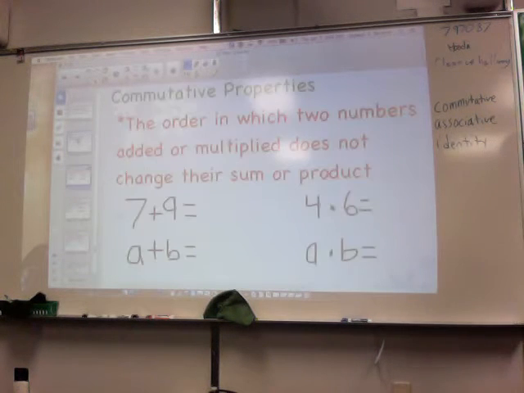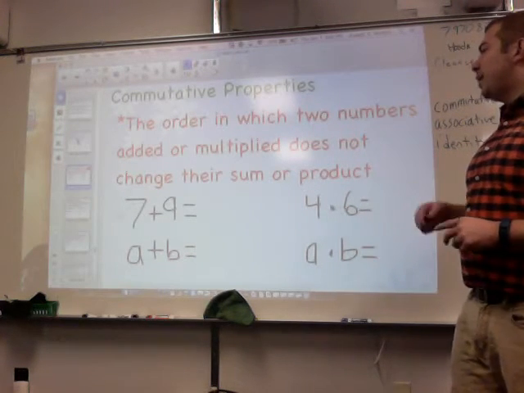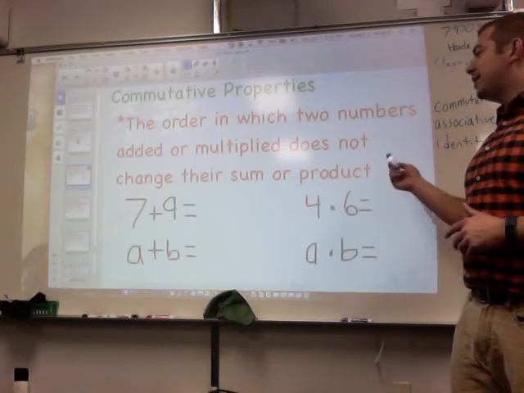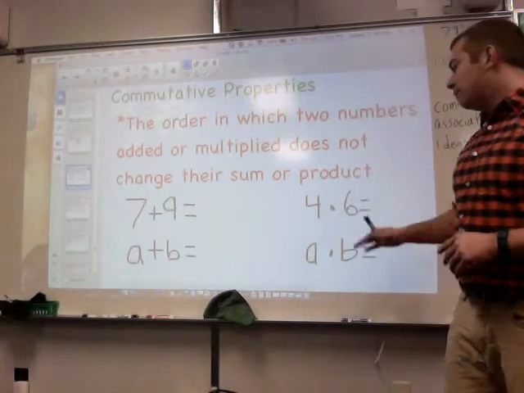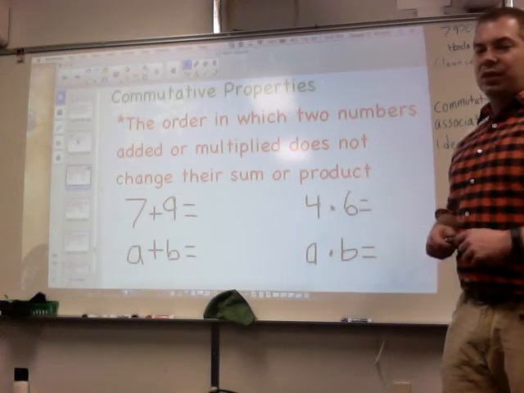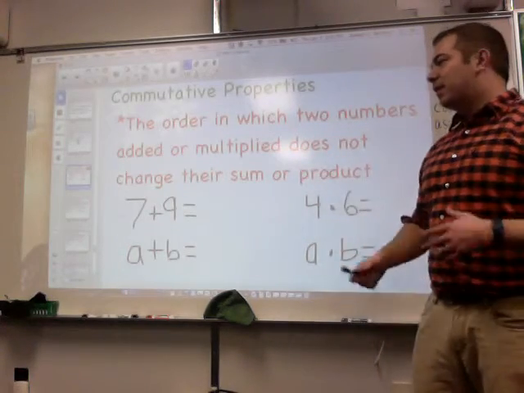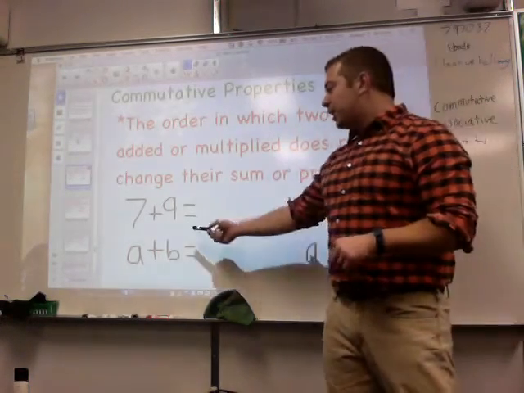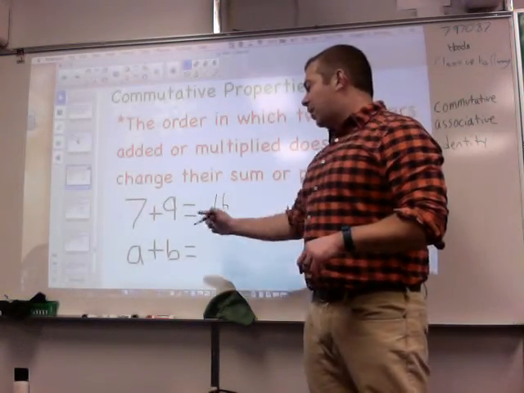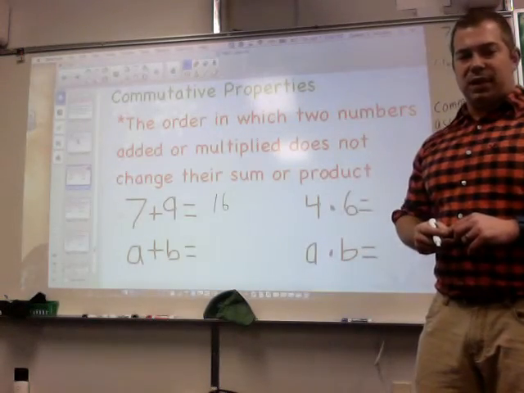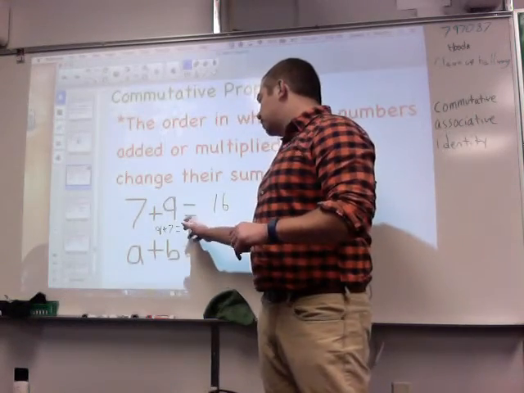Here we go. Alright, let's start off with the commutative property. The order in which two numbers are added or multiplied does not change their sum or product. So if I'm just adding or just multiplying, I could change the order. Order of operations doesn't really come into play here if there's only one operation. For example, I have 7 plus 9, which equals 16. But I could also say 9 plus 7 equals 16. And I'll even write that down. 9 plus 7 equals 16.